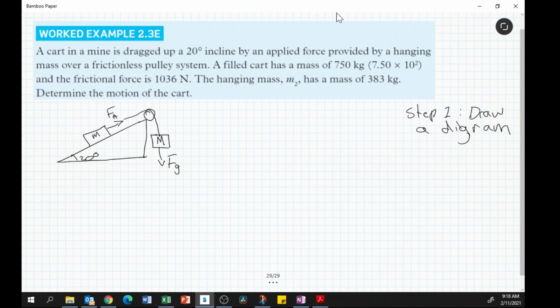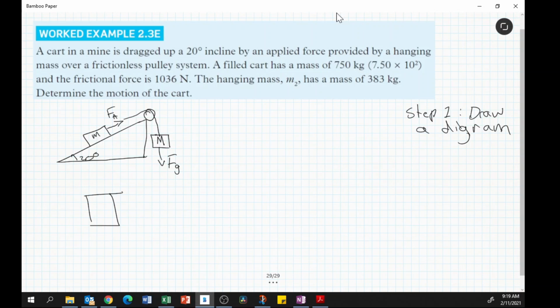All right? Now, of course, there's going to be this applied force, as we spoke about last time, which is essentially the tension force. That will be applied by the hanging mass over a frictionless pulley system. But the tension force doesn't matter here. We don't actually care about the tension force. All we're imagining is one system of two big masses, but gravitation's effects are going to be different.